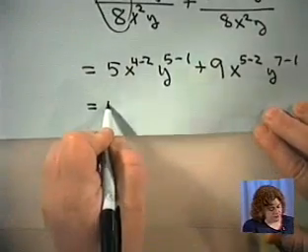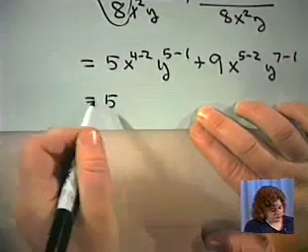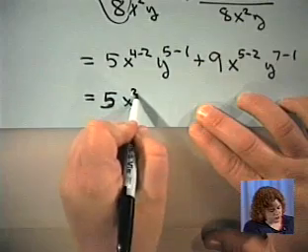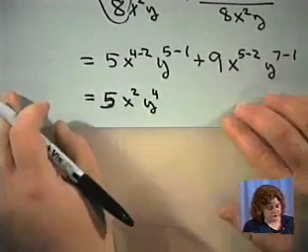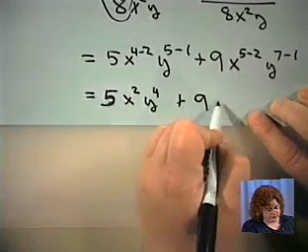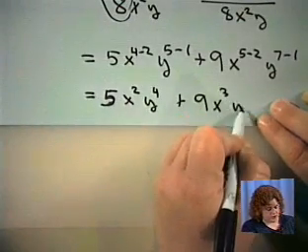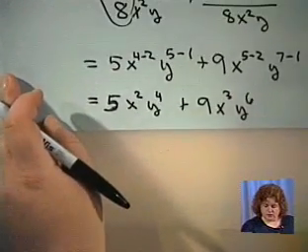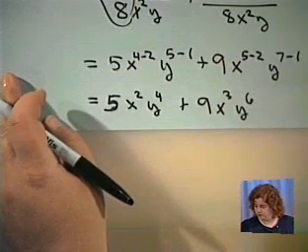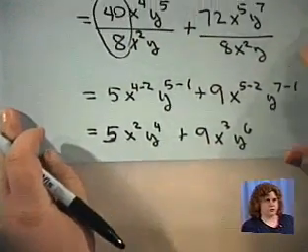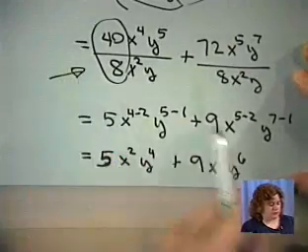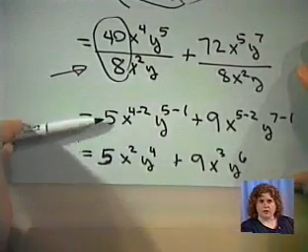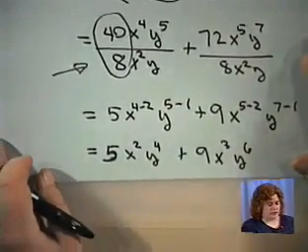And we can clean this up, leaving a 5x squared y to the 4th power plus a 9x cubed y to the 6th power. And you can go ahead and check that on your own. You'll want to make sure to write out this step for a while, not to leap right away to the 3rd or 4th line here until you've had a chance to practice it.